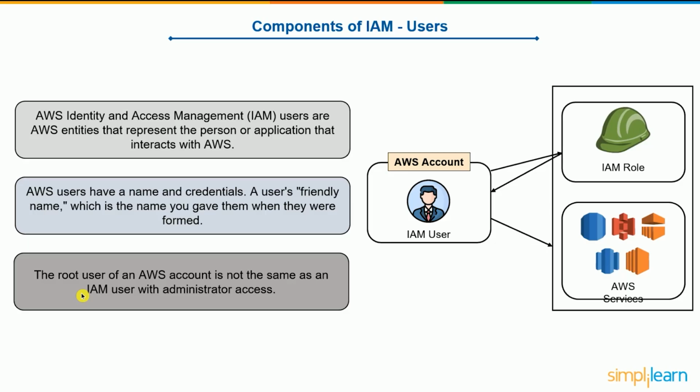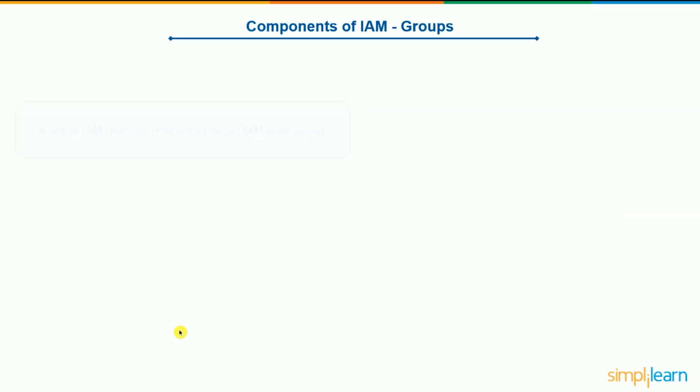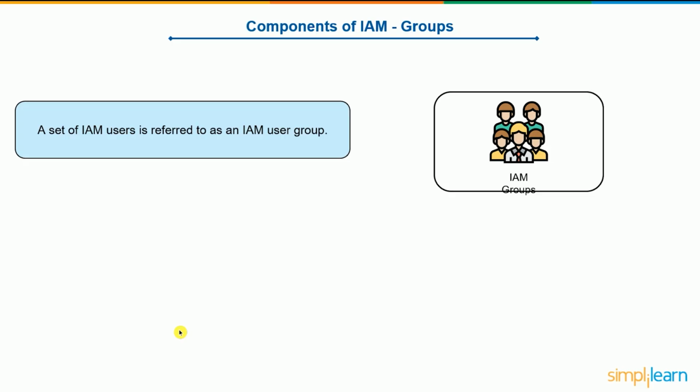So never log into your AWS account as a root user unless you need to access that specific functionality that is over and above a super user administrator account. So here we have a set of IAM users, and we could assign to them directly IAM policies, which give them access to certain services.